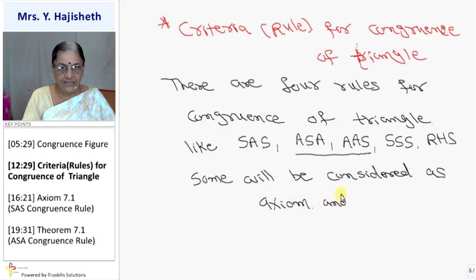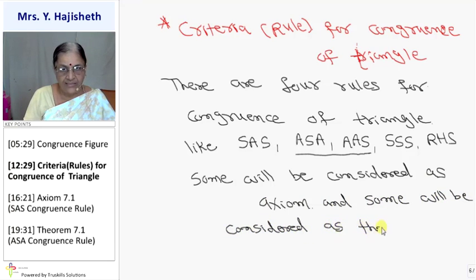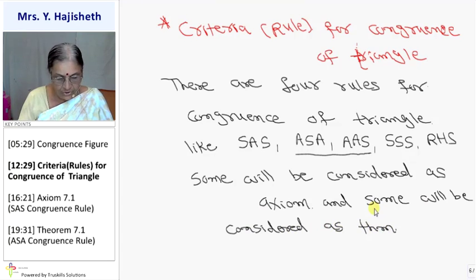And some will be considered as theorem. Theorem matlab they are accepted with proof. But some proofs are in your syllabus, some are not in your syllabus. You need not learn all the proofs, okay?